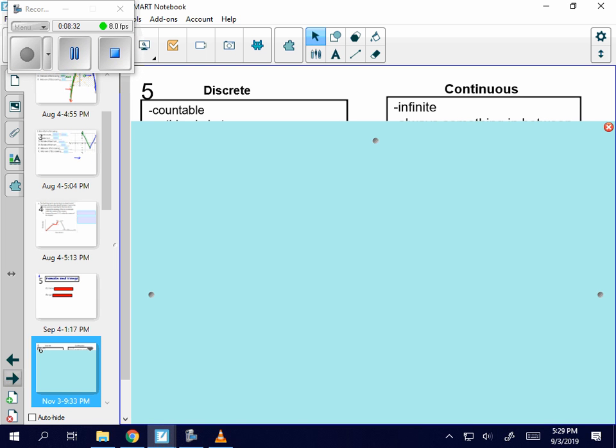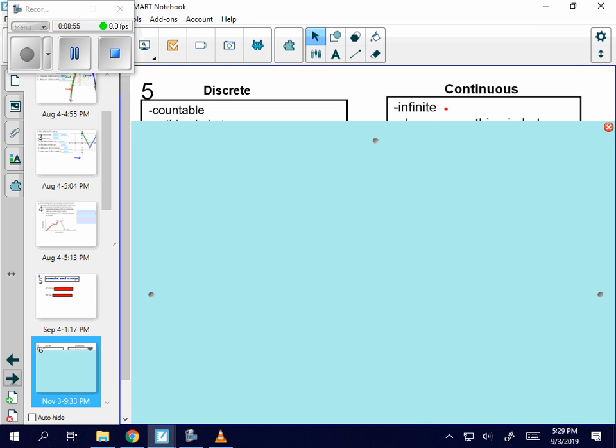Number 5, there's nothing for you to do here. I need you to be with me as we talk about the difference between a discrete graph and a continuous graph. Notice you'll have a number 5. You have one below the other, but compare with me on my screen versus your paper. If a graph is discrete, it's countable. But if it's continuous, it's infinite.